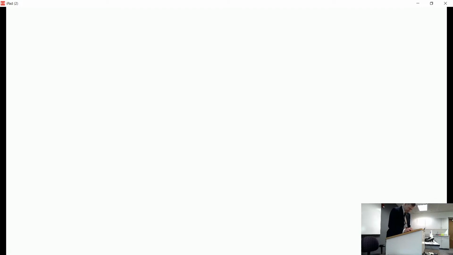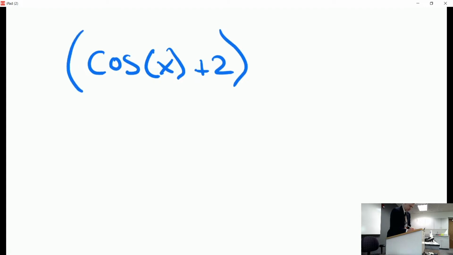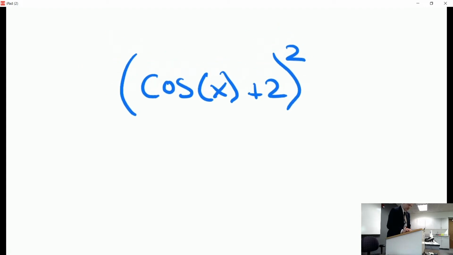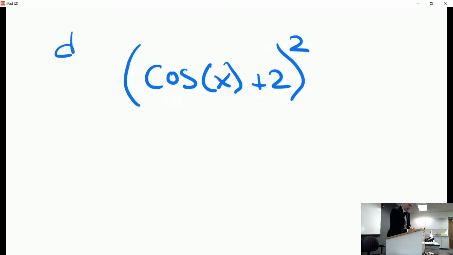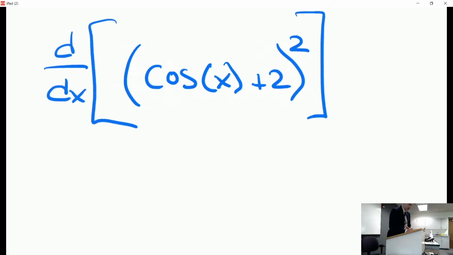We've already done that one. Okay, so it's cosine of x plus 2 quantity squared. That's one of the things that I want to find the derivative for. So I'll just write it like this. Hopefully you've caught on that that notation means do the derivative of what's in that big bracket there. So let's do this slowly and carefully and methodically.